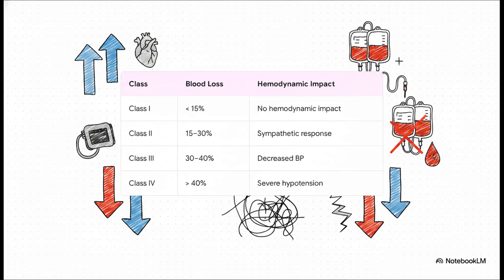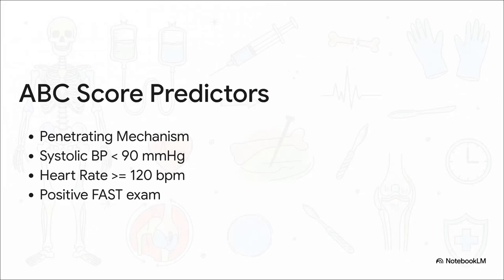But once you hit class 3, 30 to 40% blood loss, that compensation fails. The blood pressure drops. This is your critical inflection point where IV crystalloids are simply no longer enough and you must initiate blood transfusions. By the time you reach class 4, over 40% blood loss, you're facing severe hypotension and total cardiovascular collapse. So how do we actually predict who needs a massive transfusion before they completely code?